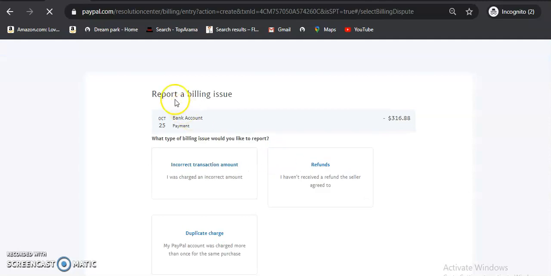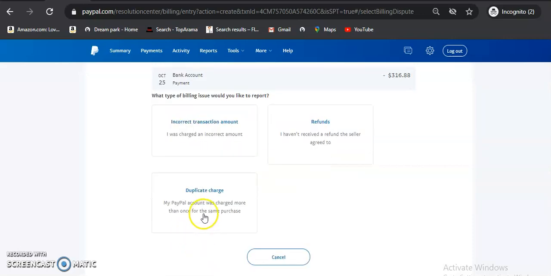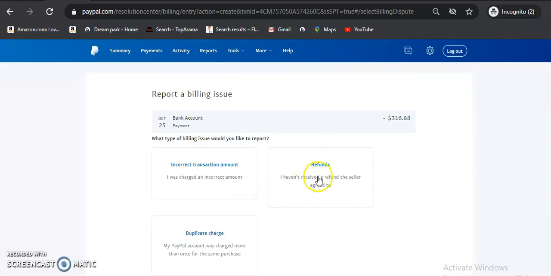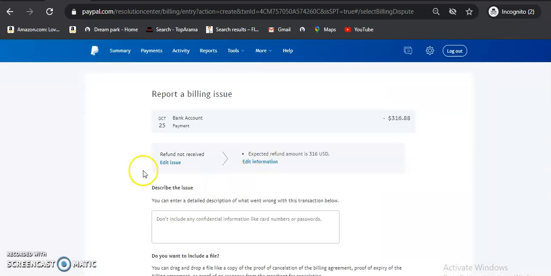Upon clicking billing issue, it asks, what type of billing issue would you like to report? There are three types. Incorrect transaction amount: I was charged an incorrect amount. Duplicate amount: my PayPal account was charged more than once for the purchase. Refund: I haven't received the refund from the seller as agreed upon. This is where I'll be asking for the whole amount. Enter the amount expected to be refunded, which is $316.